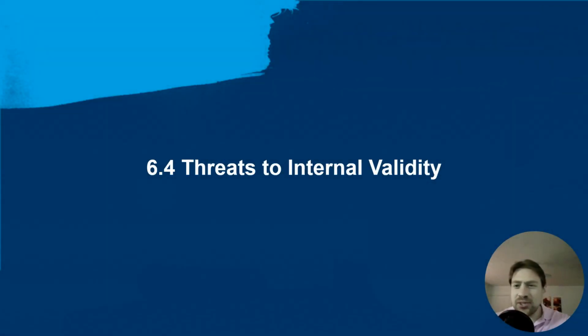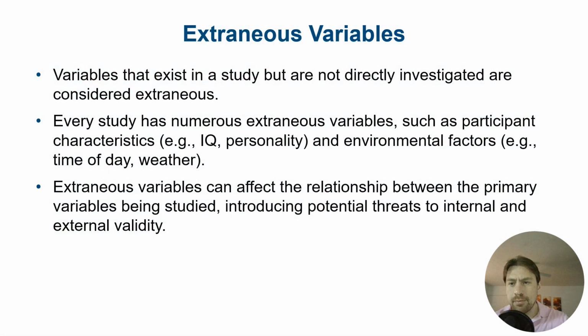Okay, so this is section 4 of chapter 6, and in this section, we will discuss threats to internal validity. All right, so let's begin by discussing the concept of extraneous variables.